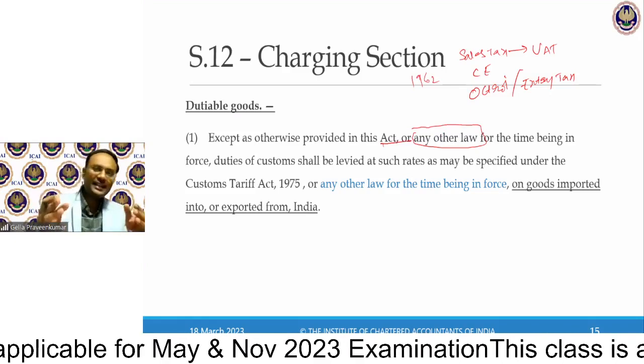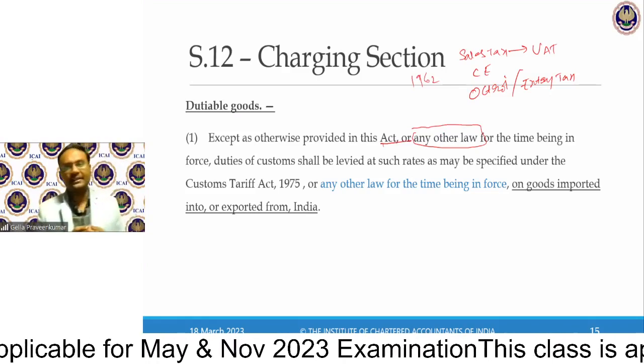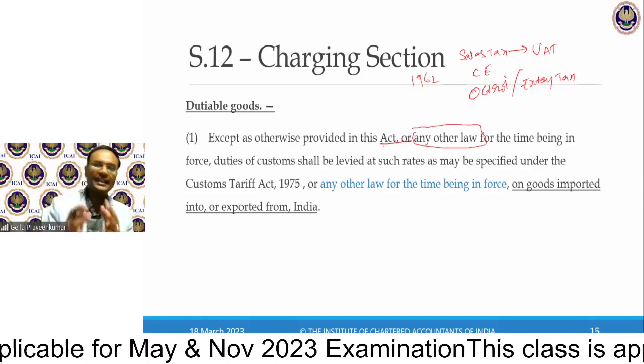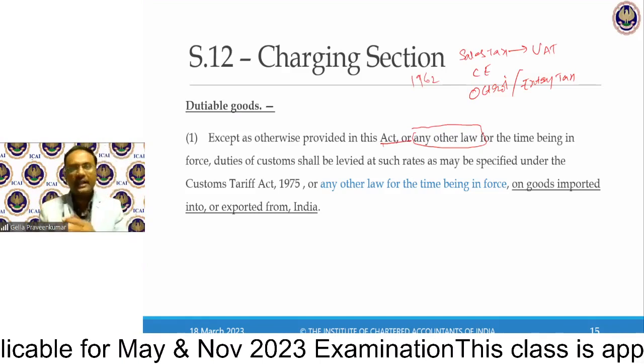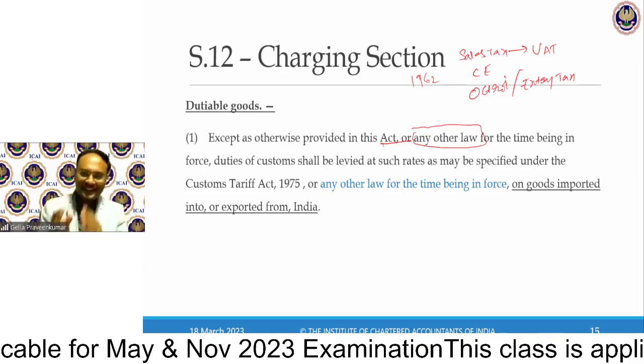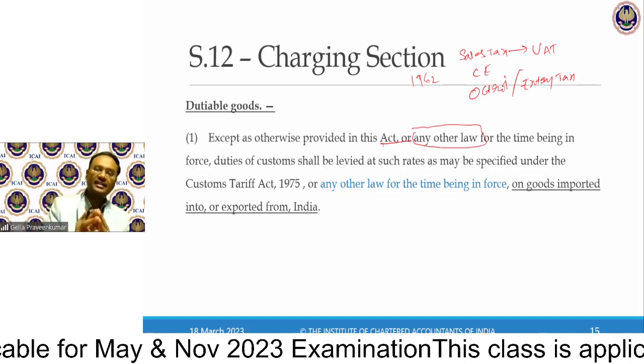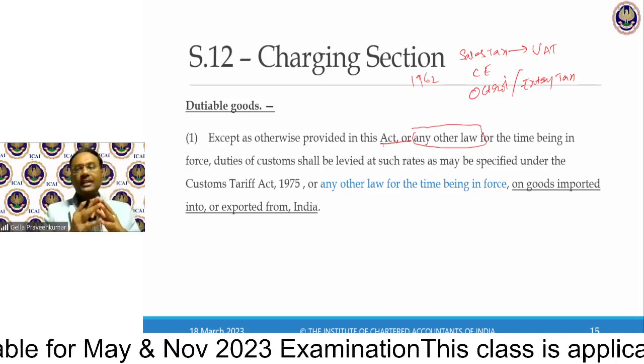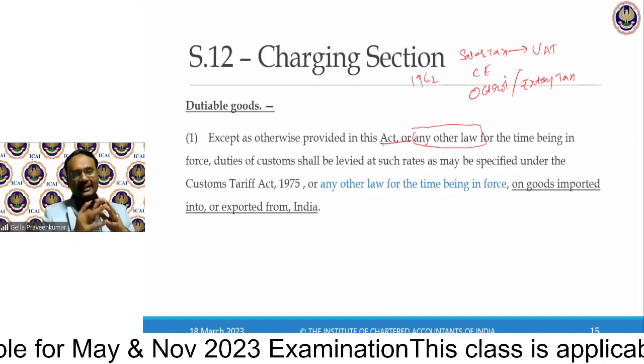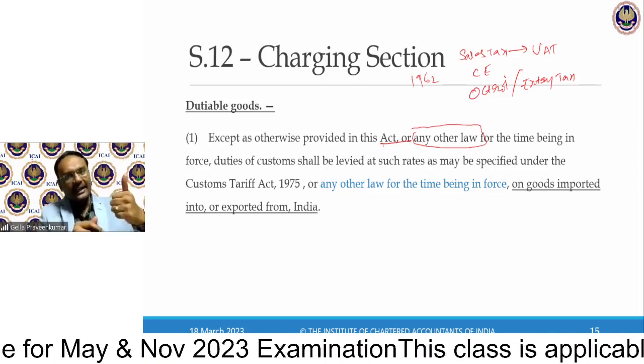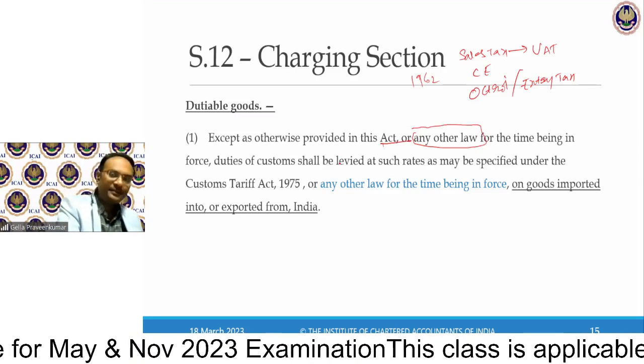So when there was sales tax, I was collecting sales tax. When there was VAT, I was collecting VAT. When there was octroi, I was collecting octroi. Now GST is there, I'm collecting GST. This is to make life easier for the tax administrator. They say that under this Act, I collect something called duty.